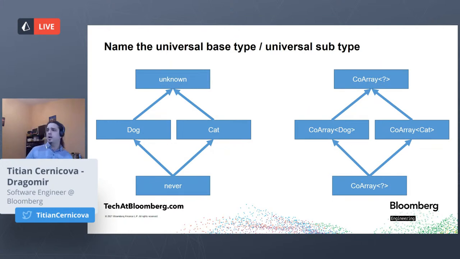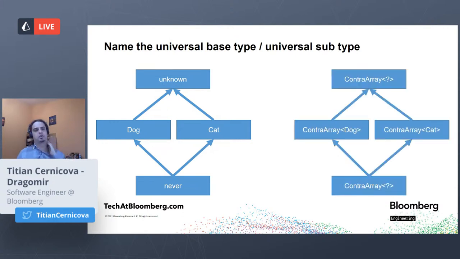Now, let's see how this relates to our covariant array example. Let's see if we can express the base type of all covariant array instantiations. What would be the base type of that? Well, since the arrow of inheritance points in the same direction, the base type for covariant array of dog and covariant array of cat would be covariant array of unknown. We can assign a covariant array of dog to a covariant array of unknown, and the same for cat. And what is the universal subtype? Well, that's going to be covariant array of never. So covariance respects the same relationships with regard to unknown and never.